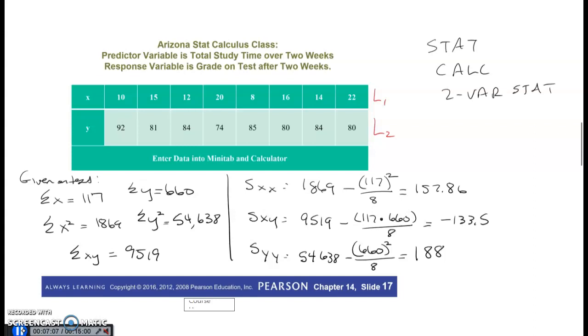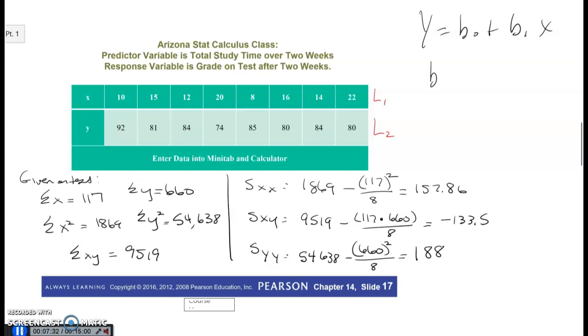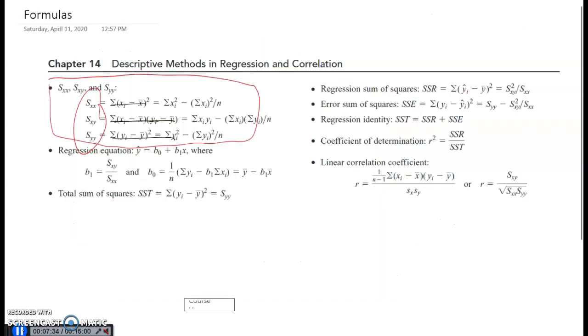Once we have those values, that would be a question on the test, to get these values. Then, to get our regression equation, which is b sub 0 plus b sub 1 x, just like when we do regular linear equations, you're going to find that slope first. So let's take a look at our formulas.